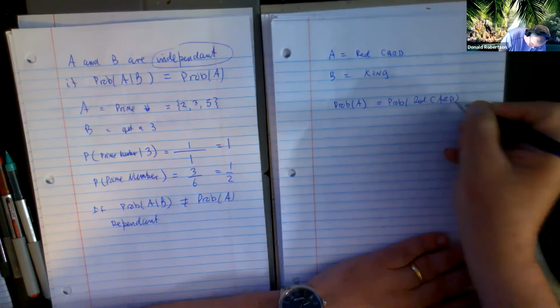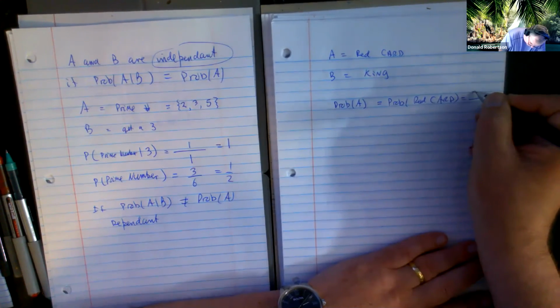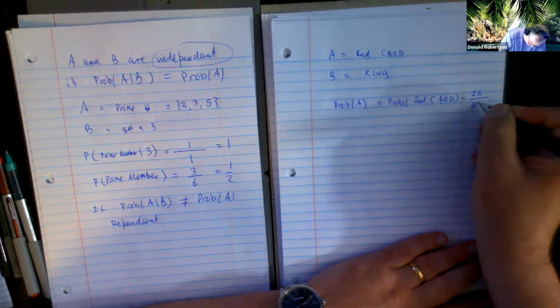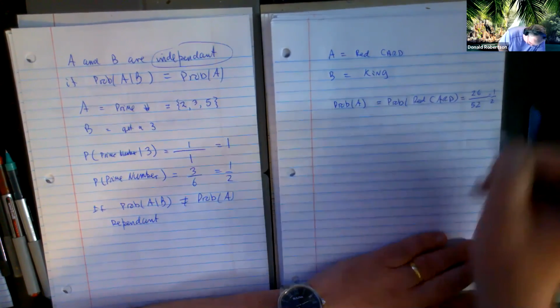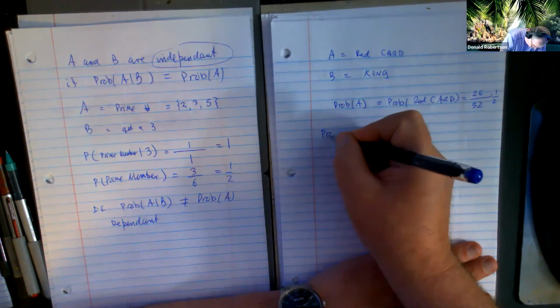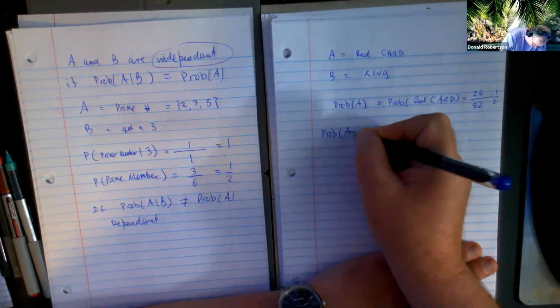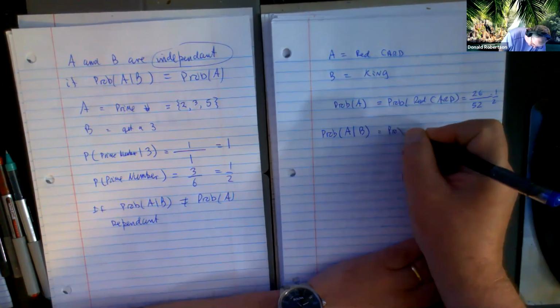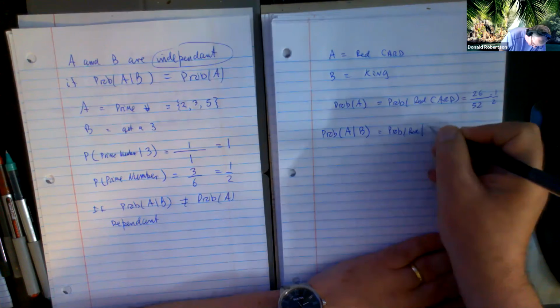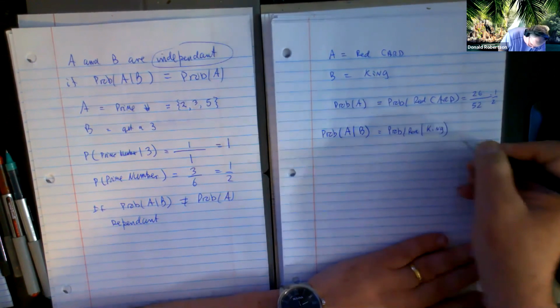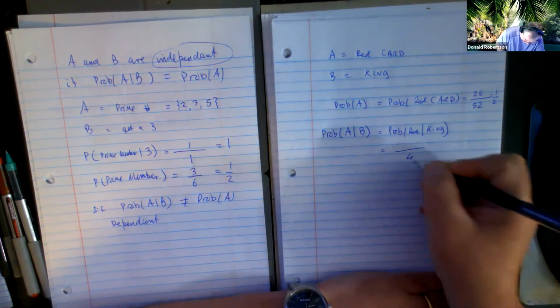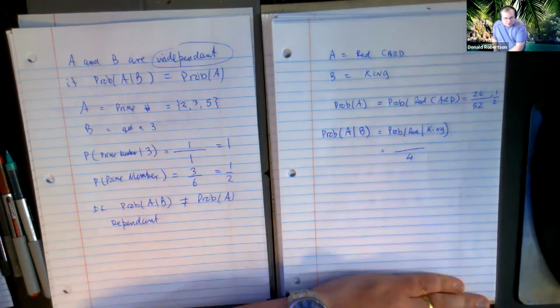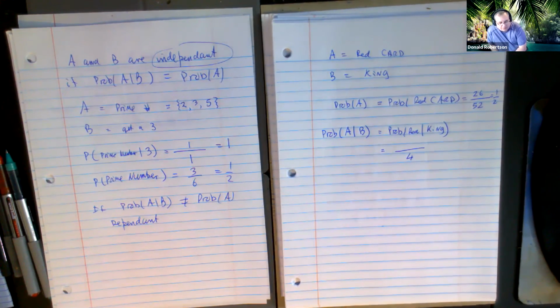Well, that's simply just 26 out of 52. That's going to happen about half of the time. Now I'm going to find what's the probability that I get a red card given that it's a king. Well, there are 4 kings. Of those 4 kings, how many are red? There's a king of diamonds and a king of hearts, so 2.